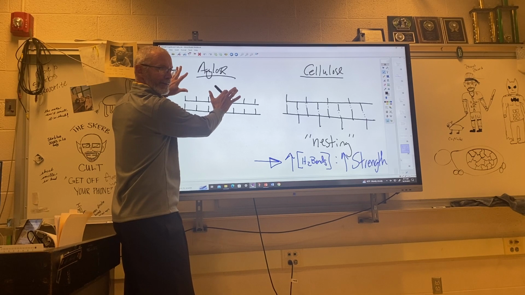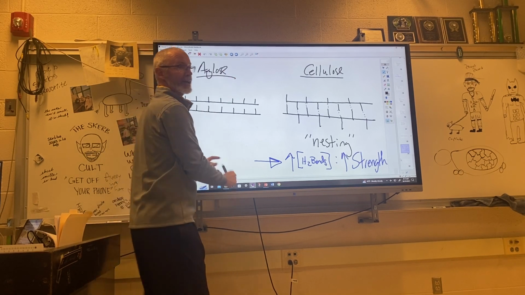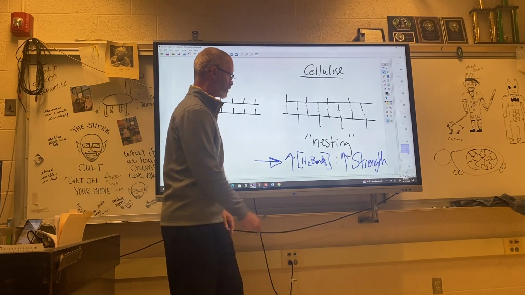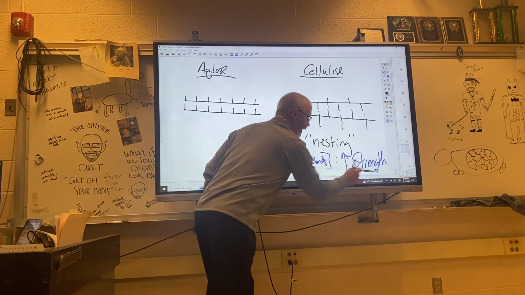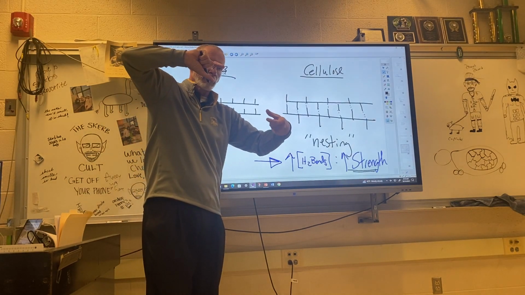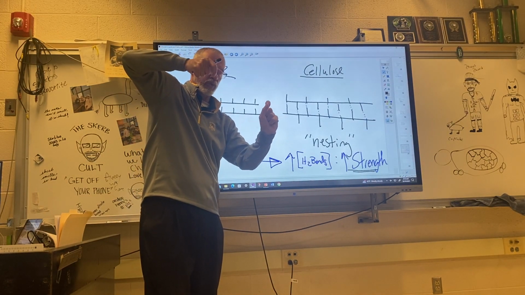Say food. Food. Amylose is food. But in plants, cellulose is not food. It's what? Structure. That's structure. So what do we need? We need strength out of this molecule. There is one additional piece. As these molecules start to nest, they actually start to twist.